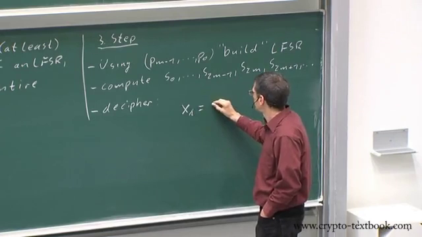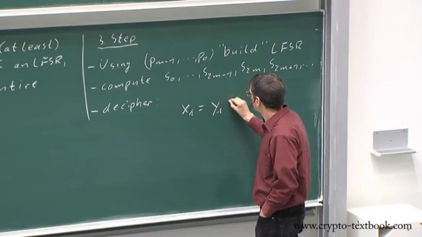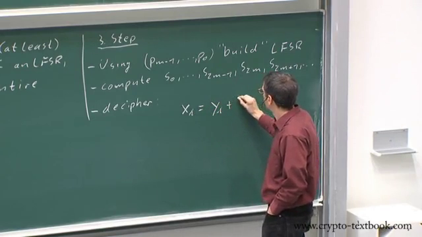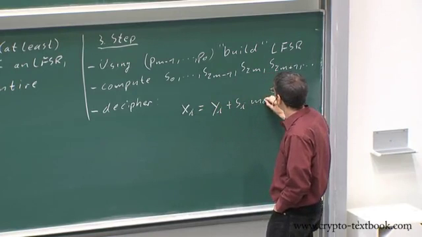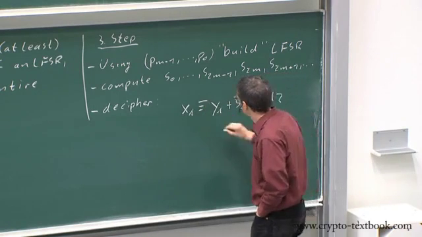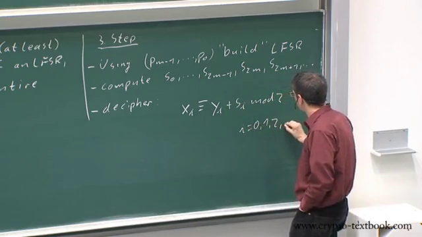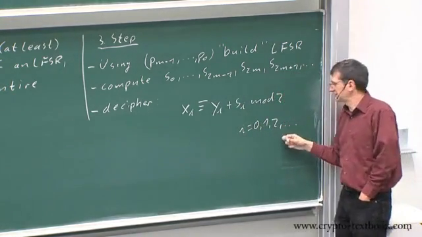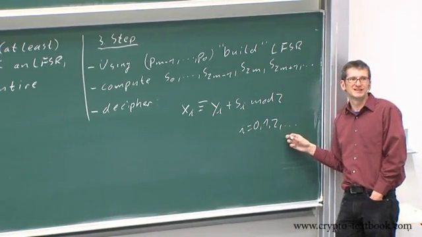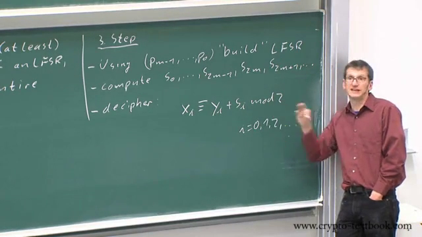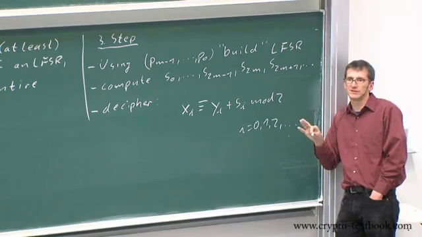x_i = y_i + s_i mod 2, and the interesting thing is the three dots here, right? He can do that for all i values. He can recover the entire plain text now. Okay.